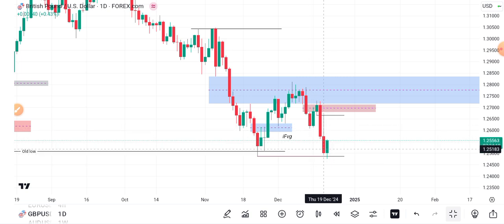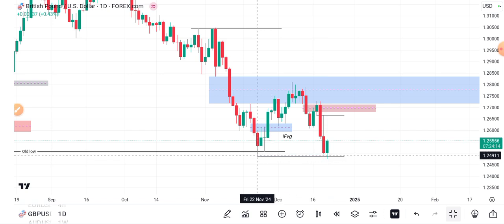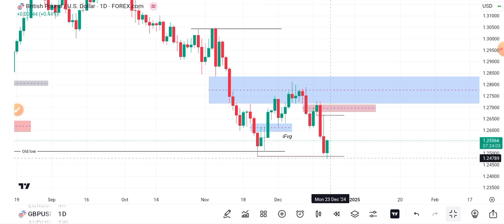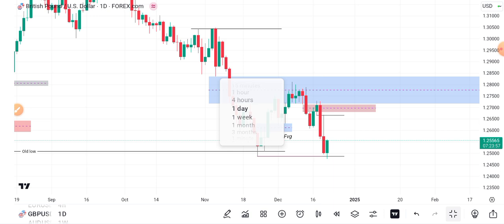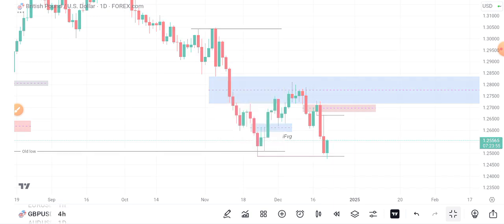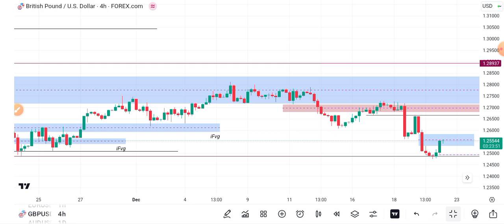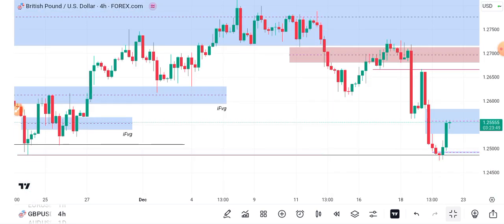So today, what did price do? Price had to enter into this old low here, 22 of November. That was on Friday, some weeks back. So price entered into it and then rejected higher. So you want to take advantage of this kind of setup. So how do I anticipate it?